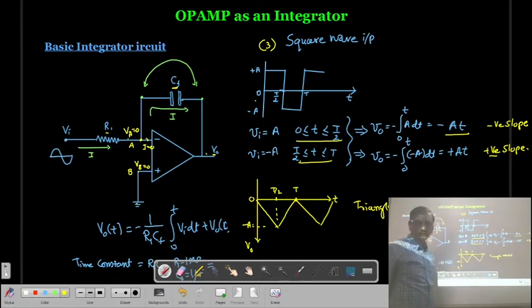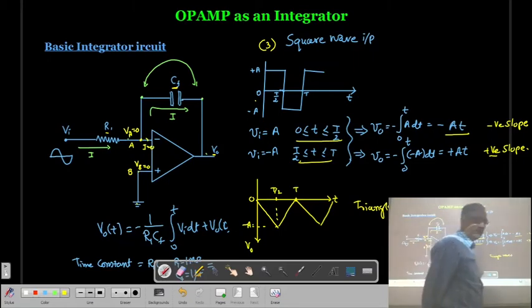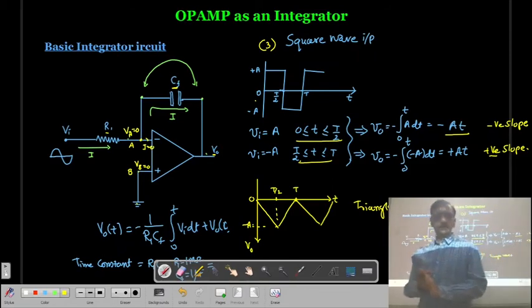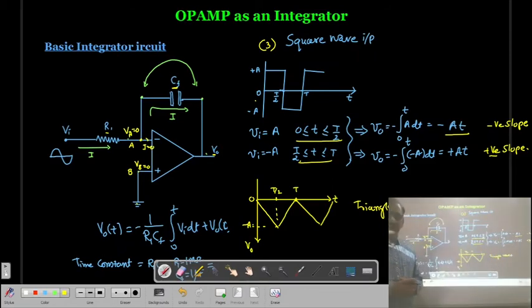Triangle wave will have two slopes, a positive slope as well as a negative slope. It depends on whether your input signal is positive or negative. So this is about a different kind of signal. If we apply it at the input of the integrator, what will be the output?